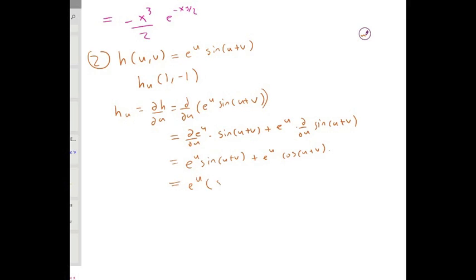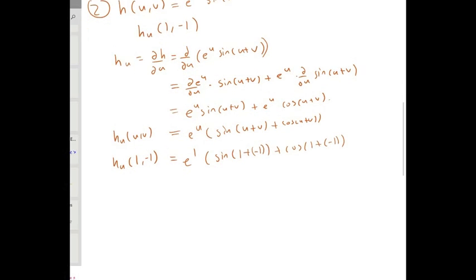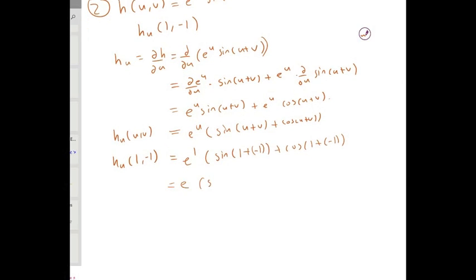You can factor out e to the u here, so we have e to the u times sine of u plus v plus cosine of u plus v. And that is our hu of u, v. But now we want hu of 1, negative 1. So wherever we see a u, we're going to plug in 1, so we have e to the 1 times sine, and we have u as 1, v as negative 1, and we have cosine of u plus v, so cosine of 1 plus negative 1. So we have e times sine 0 plus cosine 0.